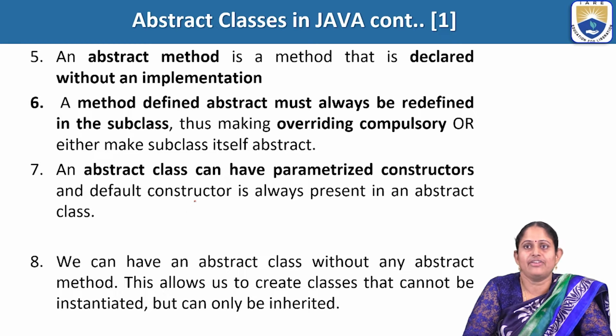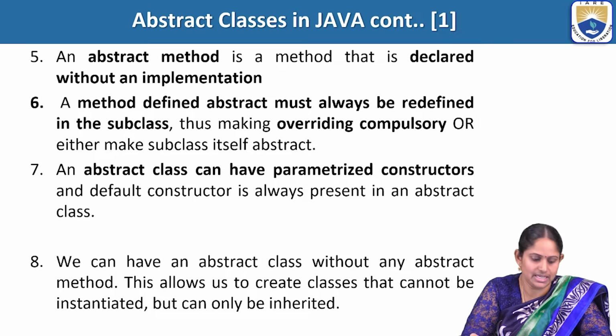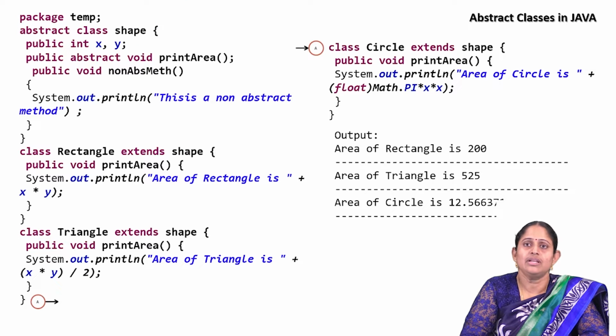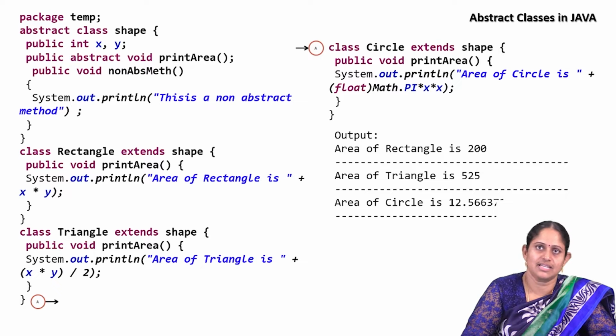An abstract class can have a parameterized constructor and a default constructor. And we can have an abstract class without any abstract method. This allows us to create classes that cannot be instantiated but only inherited. Now let's look into an example of an abstract class.